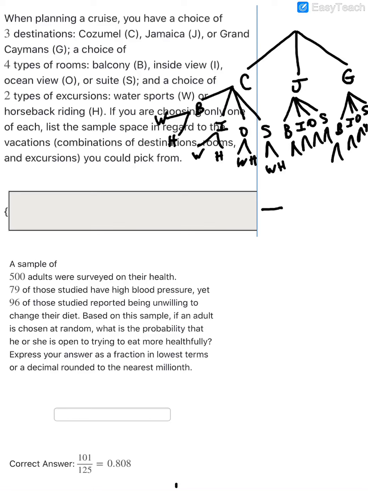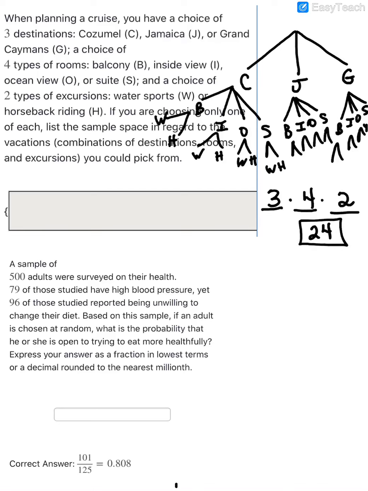So what the multiplication principle says, if you were looking at total number of outcomes, if you take the number of choices you have on the first stage, so we had 3 choices of destinations, times the number of choices you have on the second stage, so we had 4 different types of rooms, times the number of choices you have on the next stage, so we had 2 types of excursions, altogether that would tell you, so 3 times 4 is 12 times 2, how many total outcomes there are.